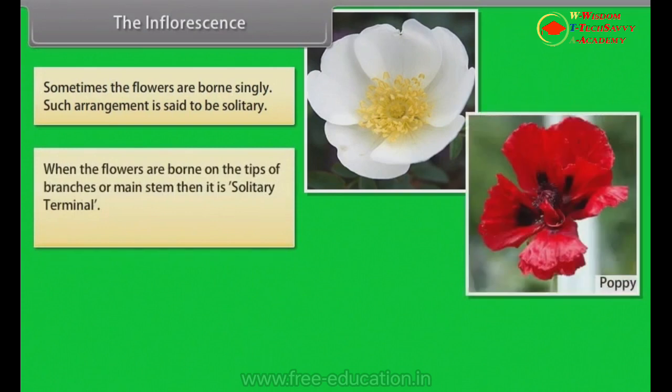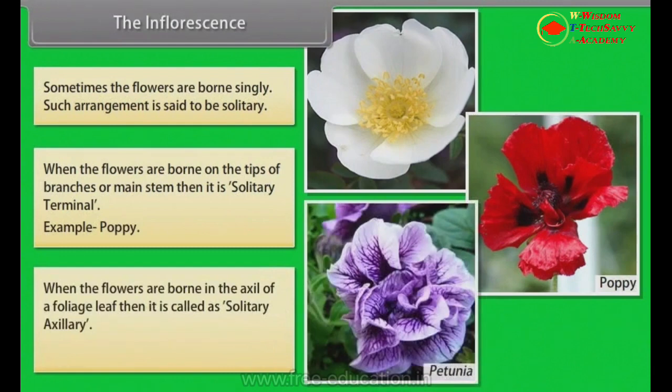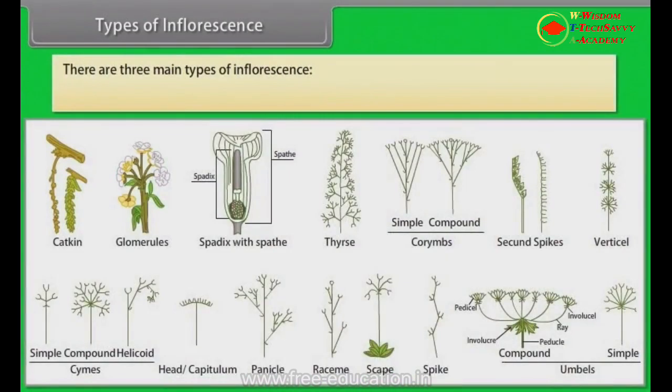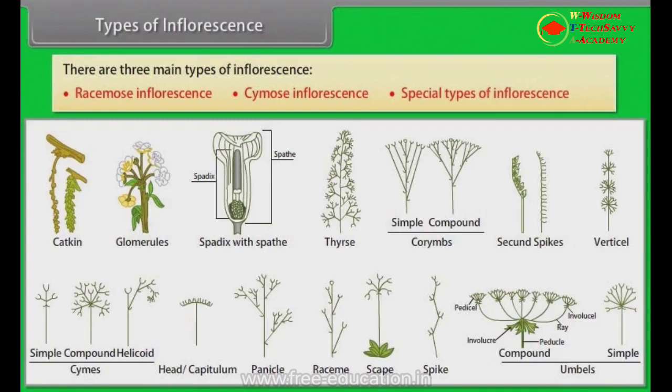When the flowers are borne on the tips of branches or main stem, then it is solitary terminal. Example, poppy. When the flowers are borne in axil of a foliage leaf, then it is called as solitary axillary. Example, petunia, hibiscus, Rosa sinensis. Types of inflorescence. There are three main types of inflorescence: racemose inflorescence, cymose inflorescence, special types of inflorescence.